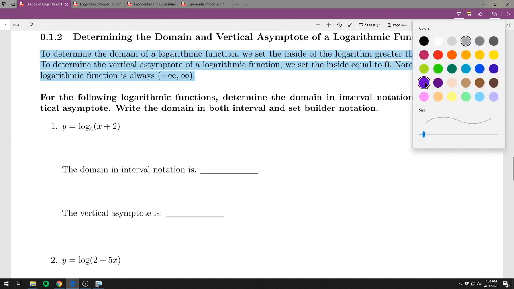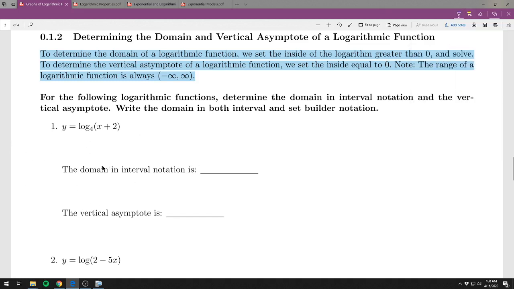But you'll see once you do the domain, you've already done the asymptote. Okay, so we want to figure out the domain and the vertical asymptote. And I forgot to take this out of the directions, but when you figure out the domain, just worry about interval notation. No need to do it the second way. Interval notation is way more important anyway. All right, so we want to do the domain first, not the asymptote first.